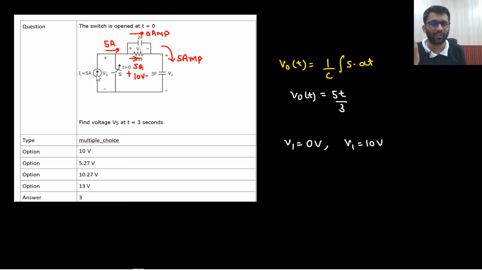This cannot be open circuited because this will always have 5 ampere current. It has no other option. So it cannot be open circuited, right? But this can be certainly open circuited. So this is the thing that is happening here. I hope you must have understood.